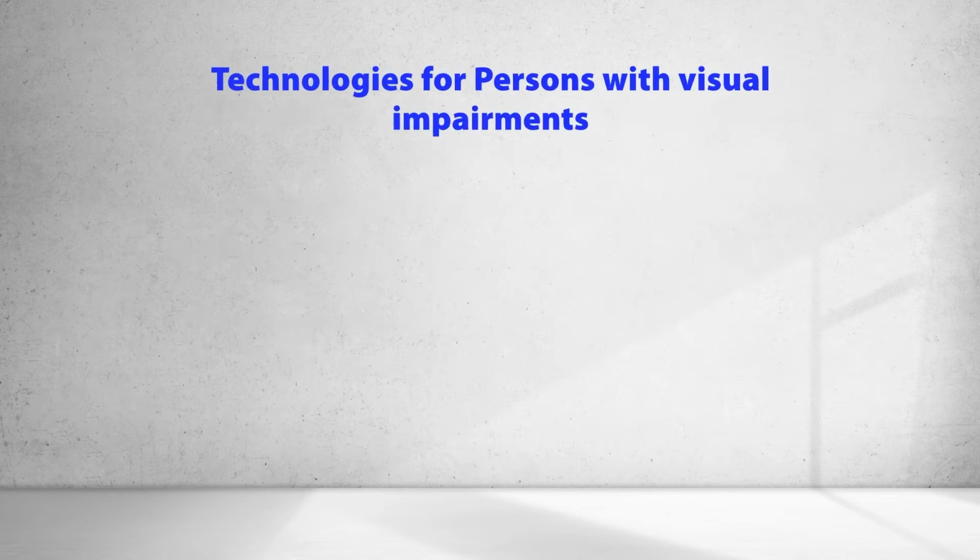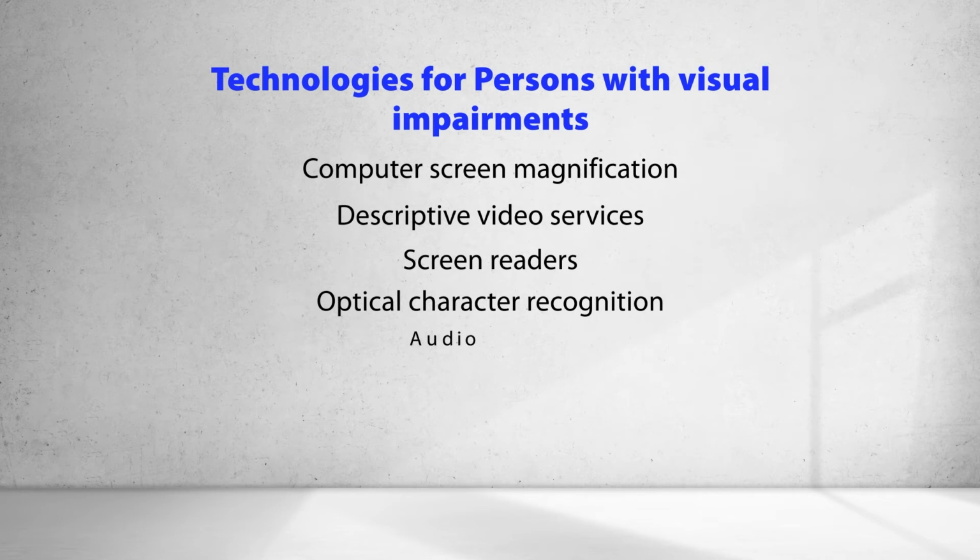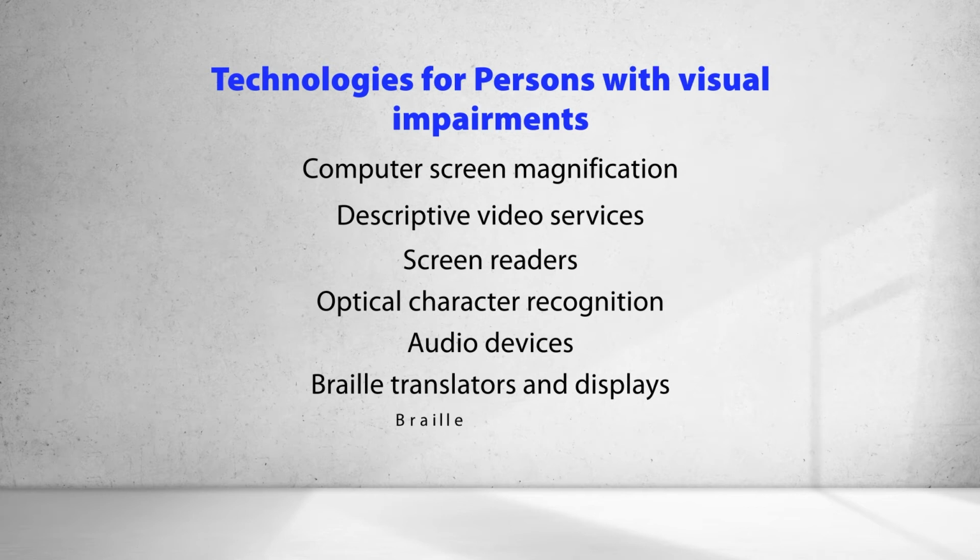Similarly, technologies for persons with visual impairments, when we talk about computer screen magnification, then descriptive video services. Yes, this is what we talk about, because persons with visual impairments cannot see. If they have to see any video, then those videos can be played, or the visuals can be explained in terms of audio, which they can hear and access by switching on the descriptive video services. These are also technologies available.